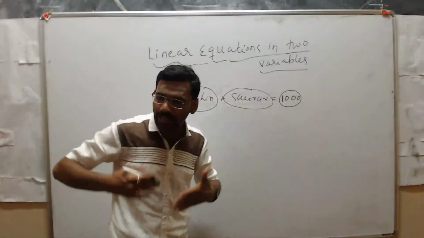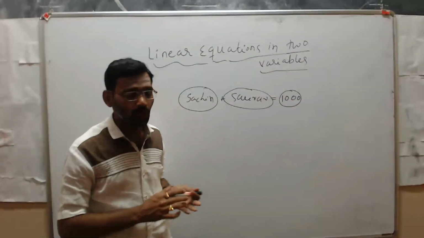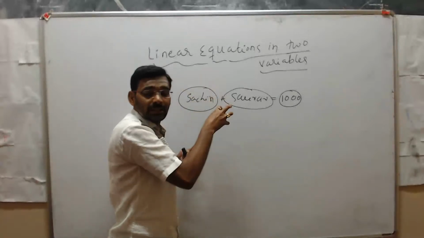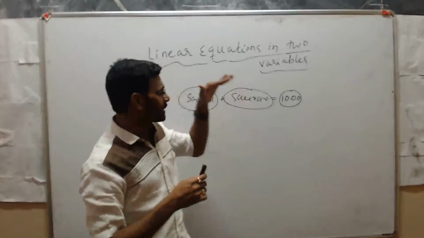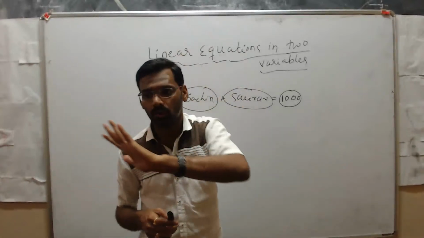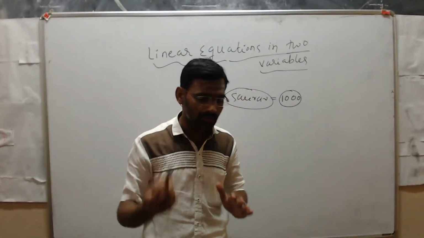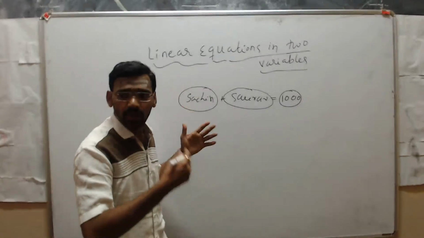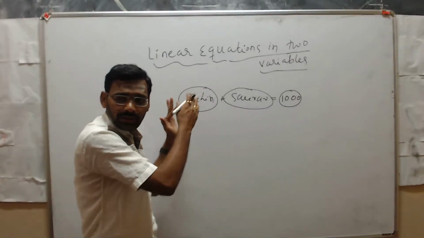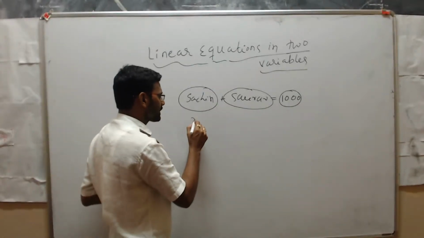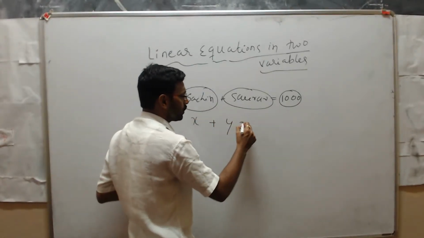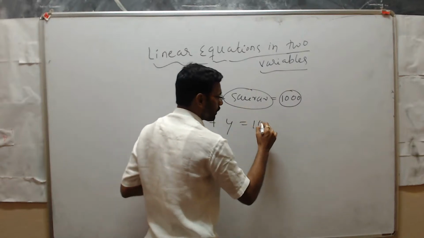We are able to convert this situation into equation form. Yes, we are able to convert this situation into an equation. Now Sachin is converted into x, and Saurav is converted into y. Both contributed how many rupees?